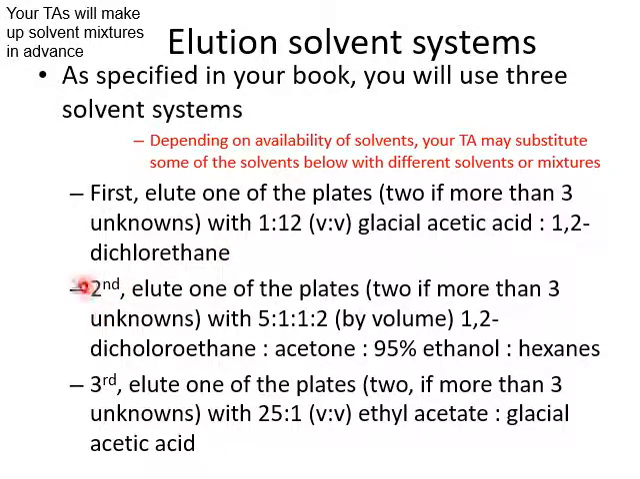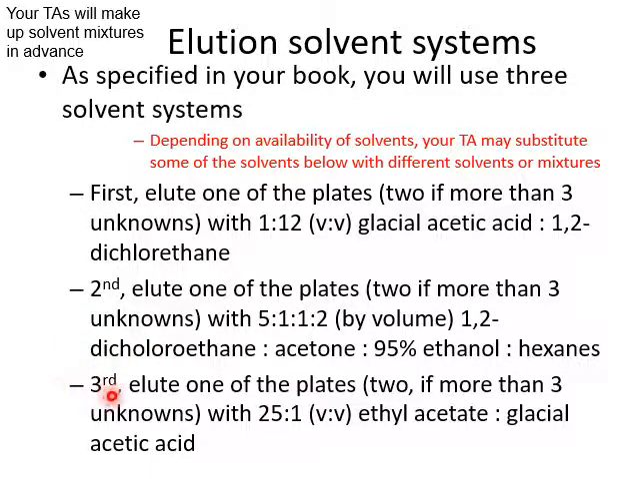So the second mixture, it's more complicated, of course, but it has 5 parts of 1,2-dichloroethane, which is medium, and then you have 1 part of acetone, which is more polar, and then 1 part of 95% ethanol, which is also polar, and then you have 2 parts of hexanes, which is not at all polar. So it's sort of like in the middle. It's made complex to really get it down to a middle polarity.